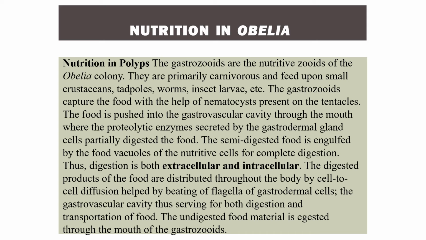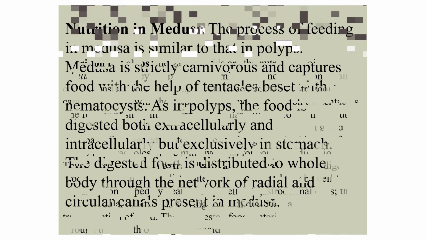The digested products of the food are distributed throughout the body by cell to cell diffusion, helped by the beating of flagella of gastrodermal cells. The gastrovascular cavity thus serves for both digestion and transportation of food. The undigested food material is egested through the mouth of the gastrozoids.